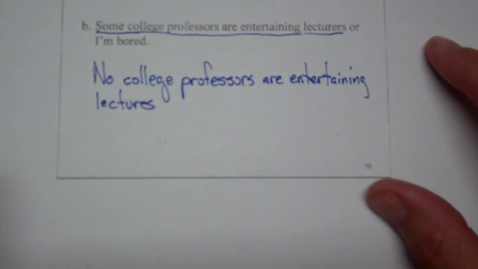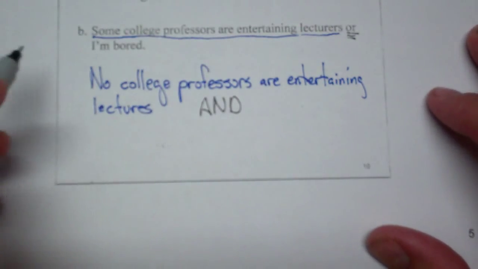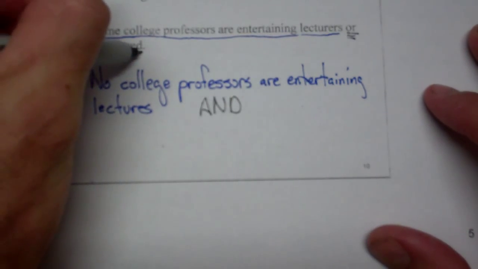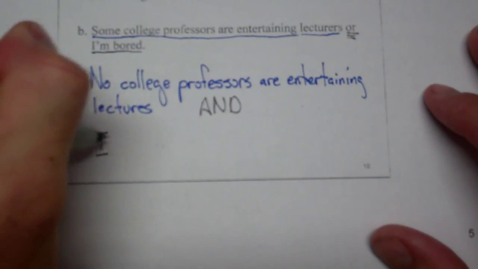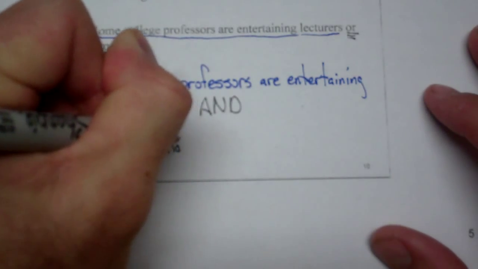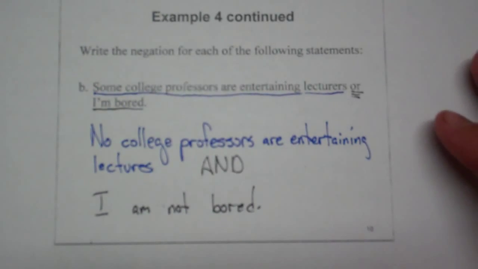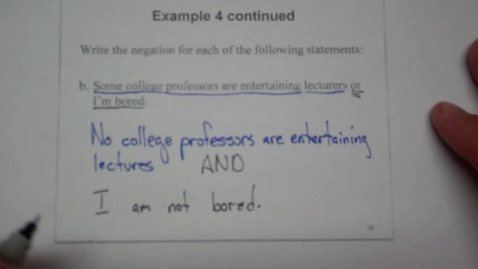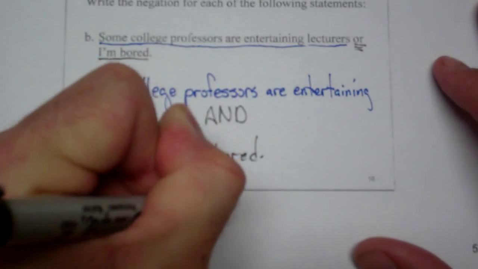Now, of course, the or must be changed to an and. So here's the I'm bored. The negation of I am bored is I am not bored. And so that's going to be the negation there. So this concludes our video, a nice short one. And that makes us happy.